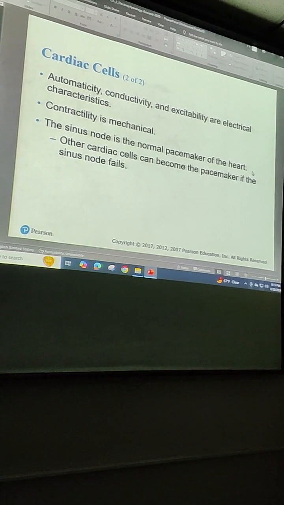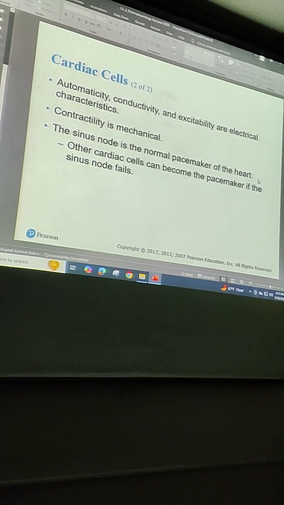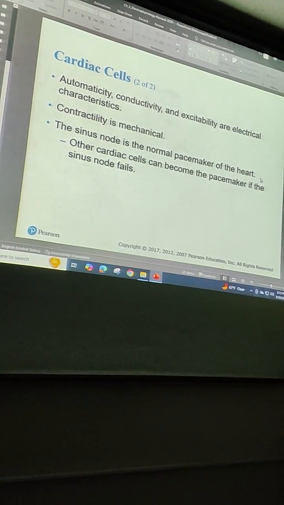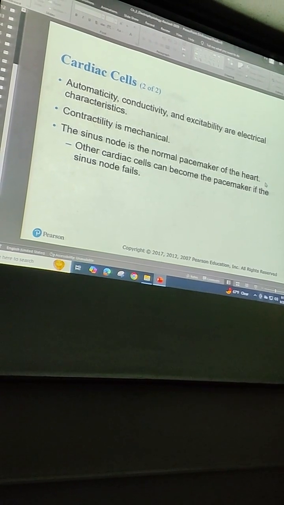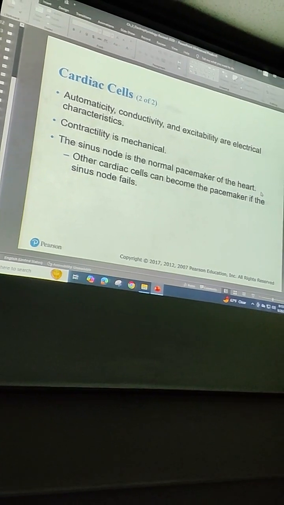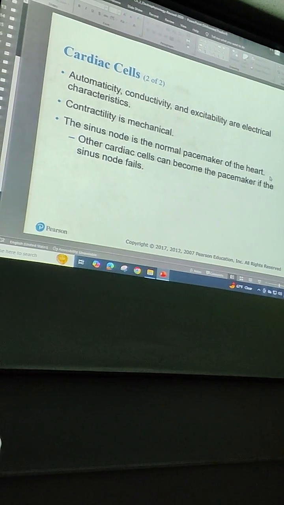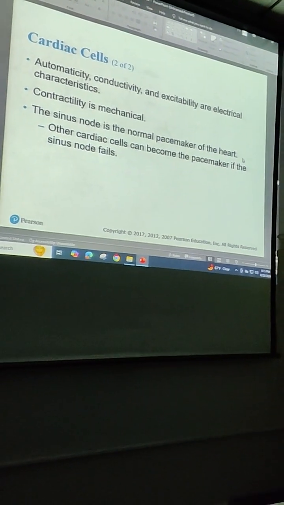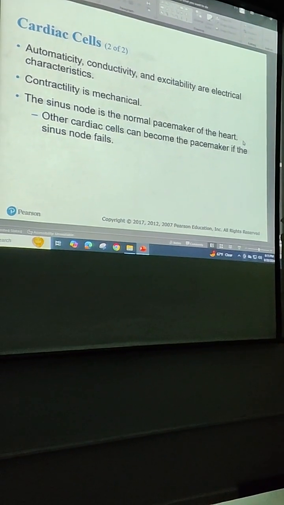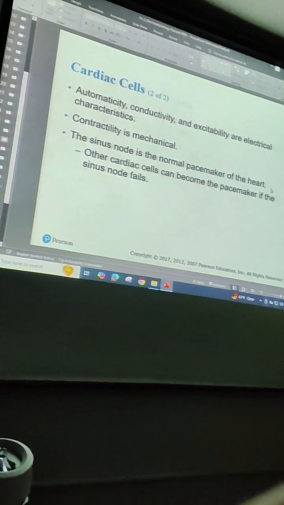SA node, correct. Sinus node. This is the major battery. This is the one that initiates. Remember, the pacemaker, the SA node, the natural pacemaker is the one that initiates the electrical impulses of the heart. This is the main battery. If that is not functioning, then the rest of the things are not functioning.